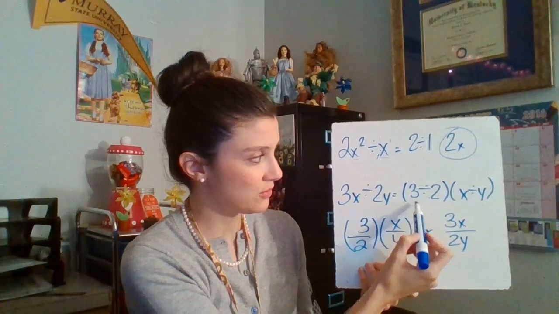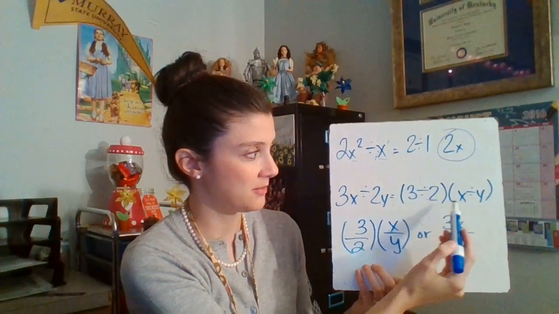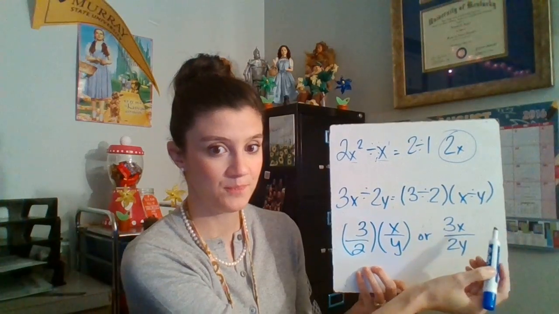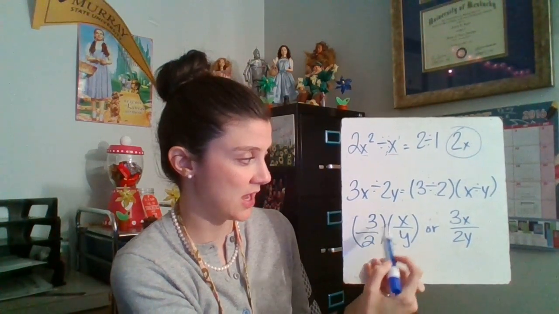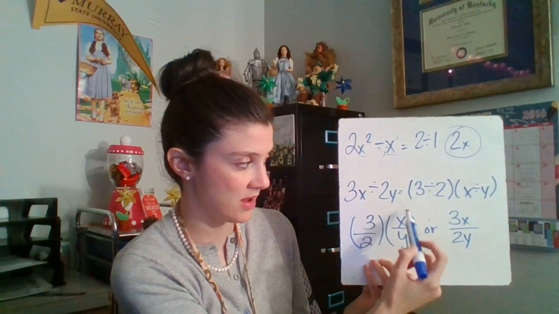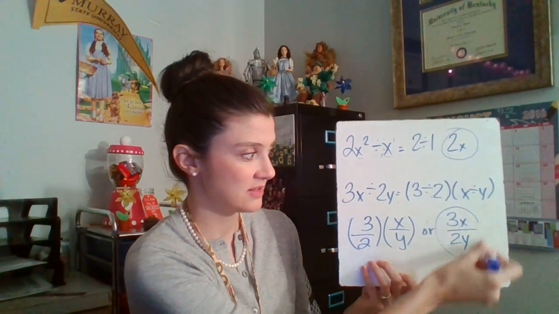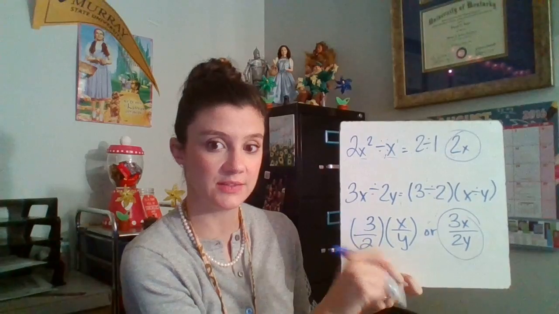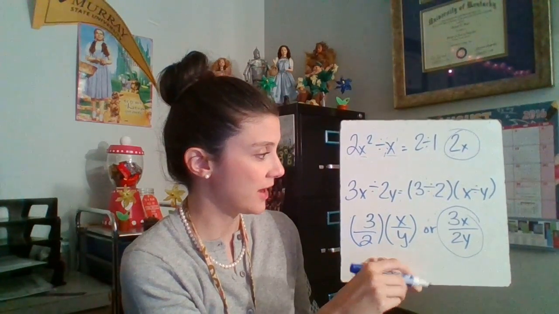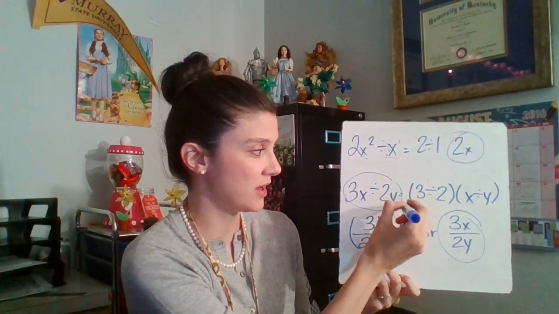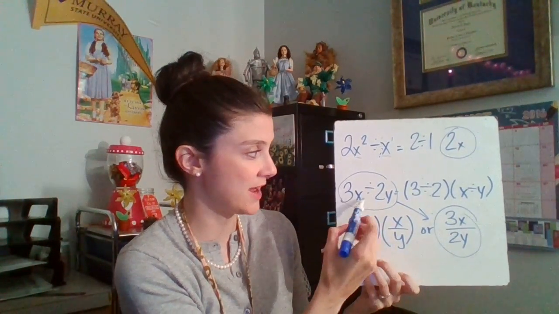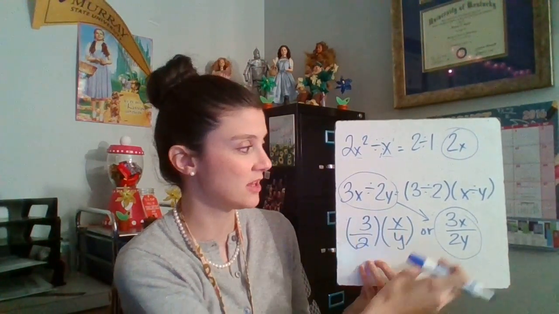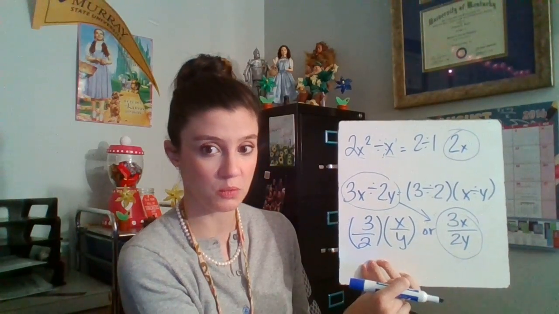So we would do 3 divided by 2 times x divided by y, which is the same as saying 3 over 2 times x over y, or 3x over 2y. 3x divided by 2y, okay? Pretty quick shortcut getting from there if you know the rule of writing it as a fraction. 3x divided by 2y is the same as 3x over 2y, okay?